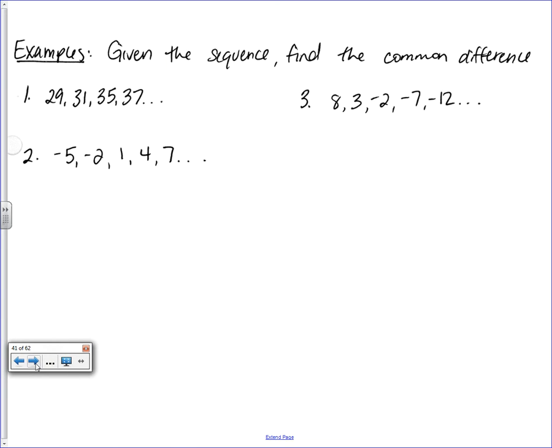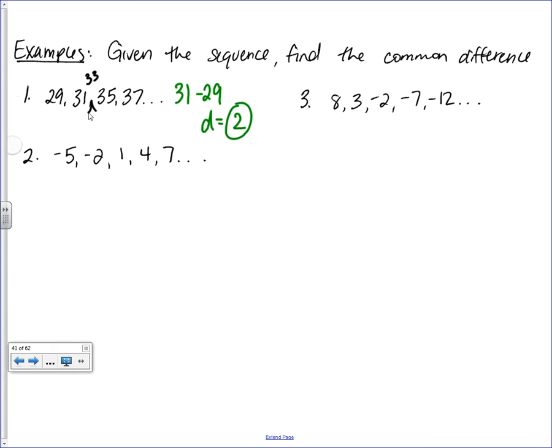All right, so take a look. I am going to give you a sequence. I want you to find the common difference. Now it is pretty easy to see in number 1 that we go up by 2 every time. I need you to make a little bit of a correction here. I need to have a 33 in there as well. The mathematical way to go about that is to take 31 and subtract 29, and that tells you that your common difference is 2. It goes up by 2 every time.